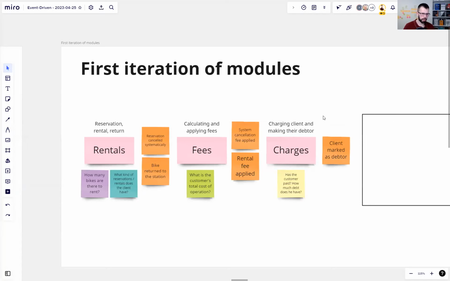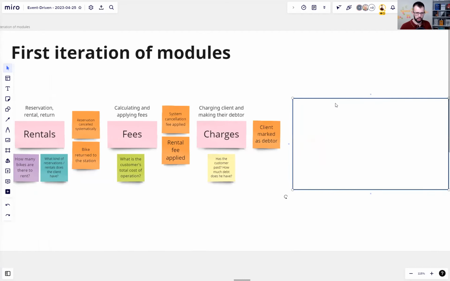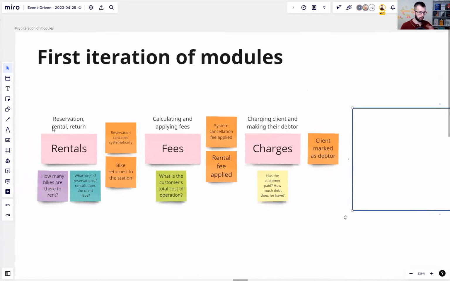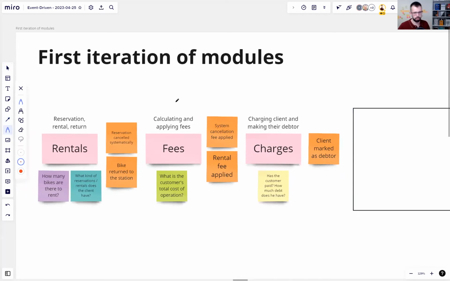And of course, it's the first iteration. So we want to have some answers, but then we want to check whether it's the proper way of dividing our system. We can use yet another modularization heuristic. We can check, or maybe let's ask you a question first: do you agree with this separation? Maybe you have some different ideas. What can be changed here?